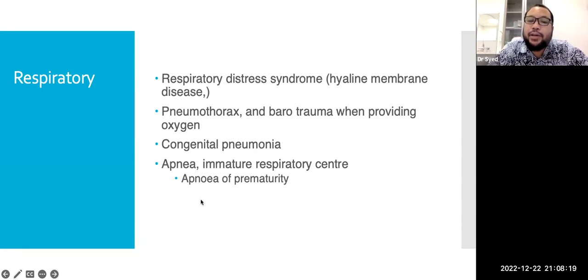So what is apnea? Apnea of prematurity. Why does apnea of prematurity happen? Because the brain is immature. Where does the brain trigger breathing? Triggering breathing is in your pons, your cardiorespiratory center in the pons. So for normal breathing effort, your pons must be mature enough.